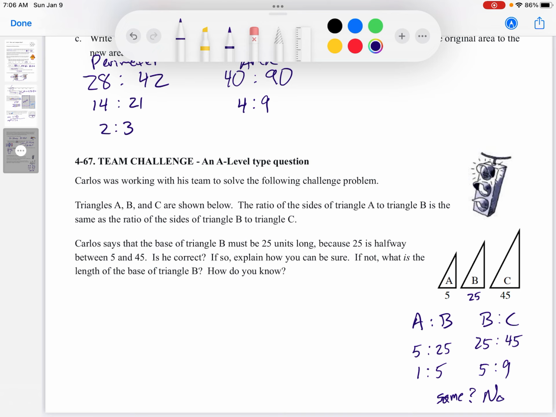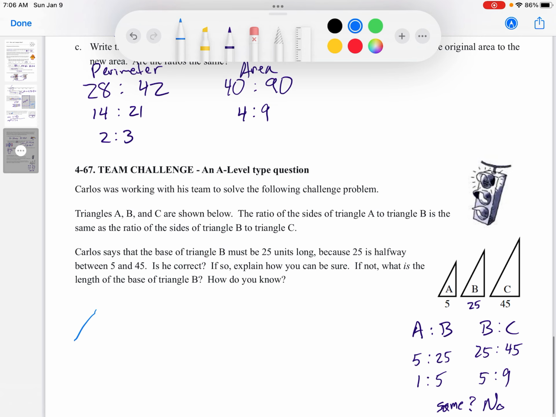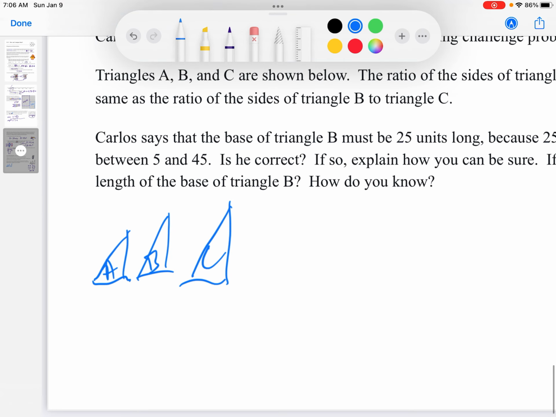Okay, so 25 cannot be the answer, right? So you have to think that we need the same ratio. What could that be? I'm just going to draw these over here, and we'll just have A, B, C. And that was 5, and this one was 45. So what is that number?